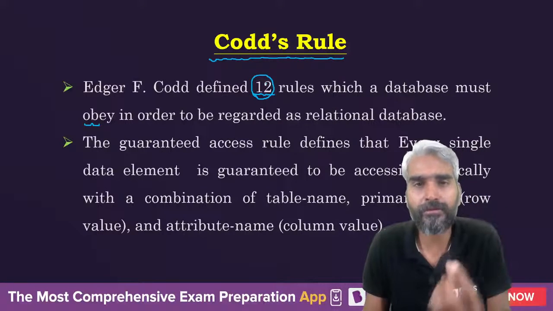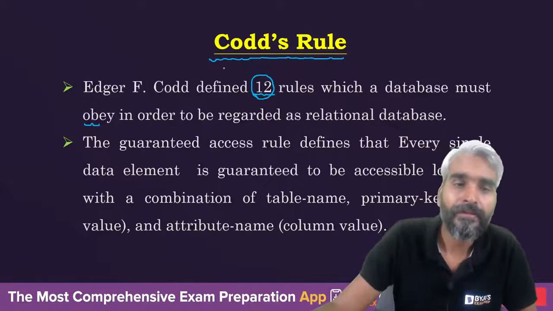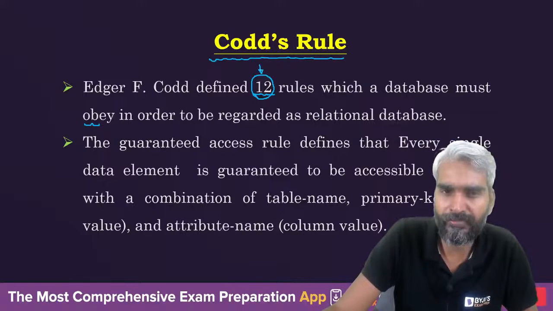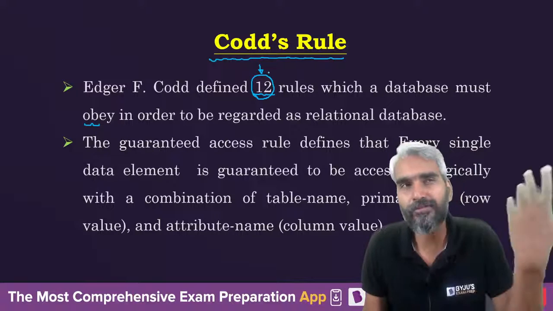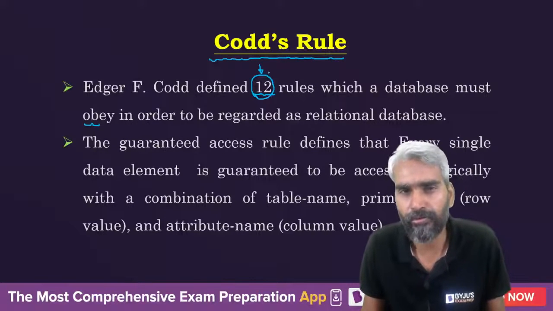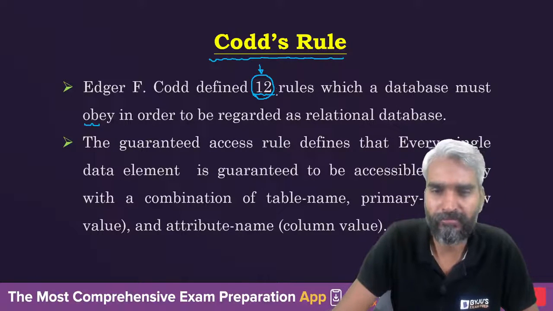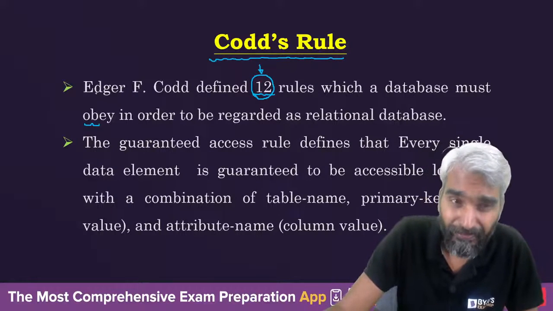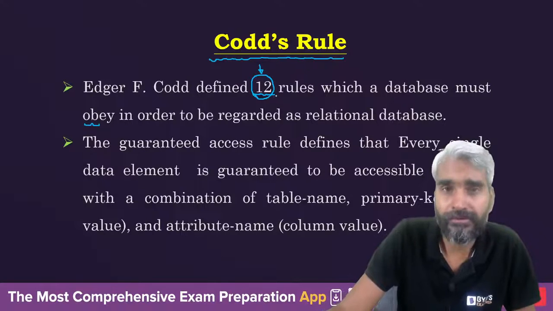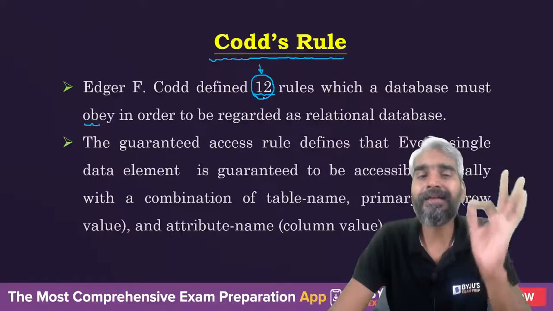I am not going to discuss all of these rules. I am just going to give you the intuition of one particular rule, because these are not important from the GATE point of view. Somebody may ask you which of the following is the rule given by Edgar F. Codd, but that's not important from your point of view. So what's the idea? Edgar F. Codd defined 12 rules. One of the rules is the guaranteed access rule.